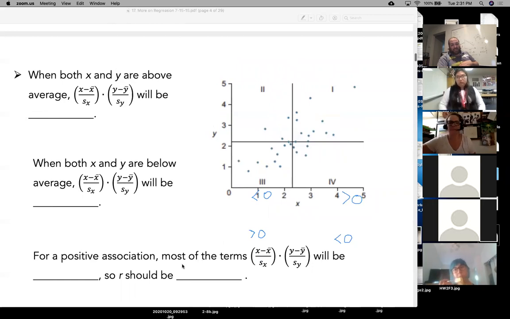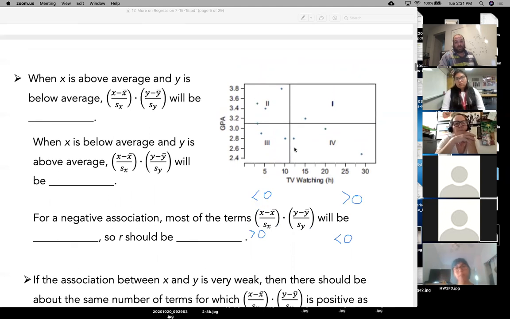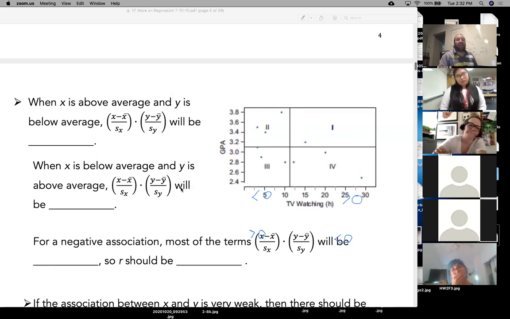So for a positive association, most of these terms will be positive, so R should be positive. And in fact, R will be positive in that case, which is how R works. When X is above average and Y is below average, then we're in quadrant 4. The product is going to be negative. When X is below average and Y is above average, in quadrant 2, the product will be negative. For a negative association, most of the terms will be negative. So R should be negative.